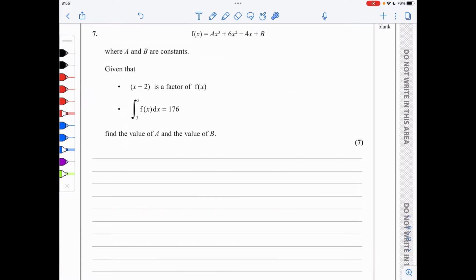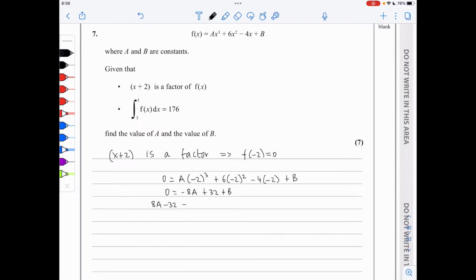In question 7, we've got f of x here in terms of a constant A and a constant B. We are told that x plus 2 is a factor of f of x. So if x plus 2 is a factor, this means that f of minus 2 must be 0. This will give an equation involving A and B. So substituting x with negative 2, we get 0 is A times negative 2 cubed plus 6 times negative 2 squared minus 4 times negative 2 plus B, which gives an answer of 0 is minus 8A plus 32 plus B, and therefore we have that 8A minus 32 is equal to B.